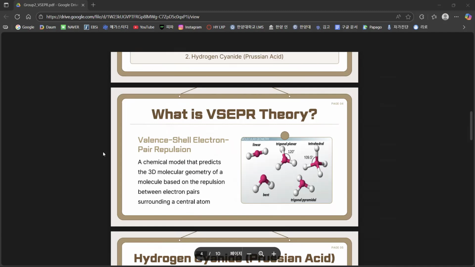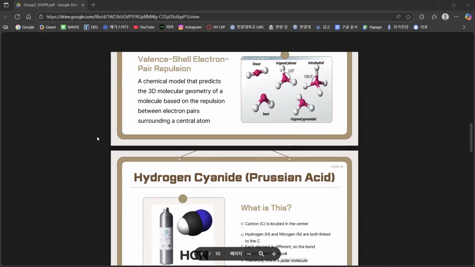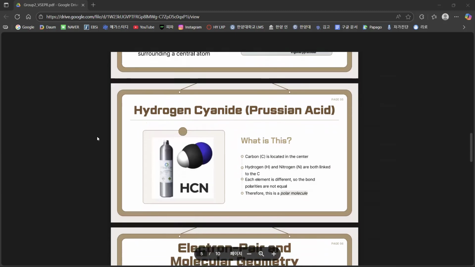First question, what is VSEPR theory? VSEPR stands for valence shell electron pair repulsion, a chemical model that predicts the 3D molecular geometry of a molecule based on repulsion between the electron pairs surrounding a central atom.